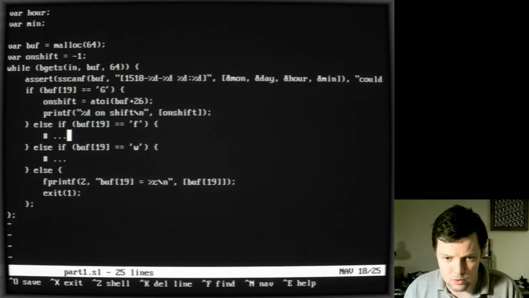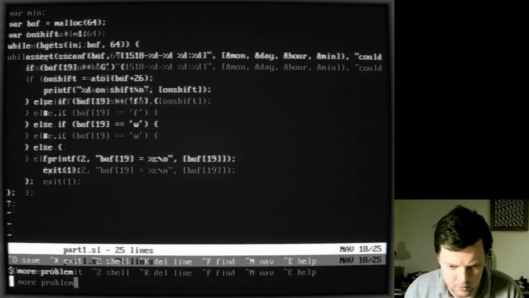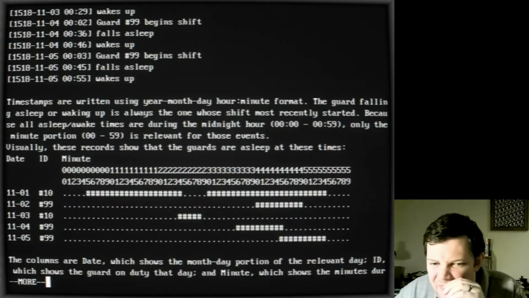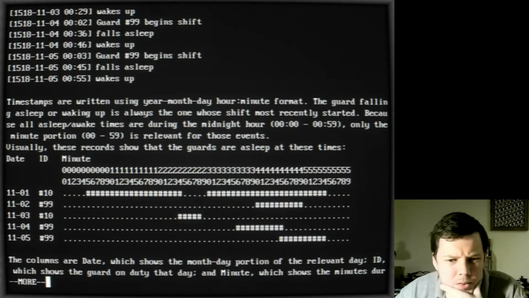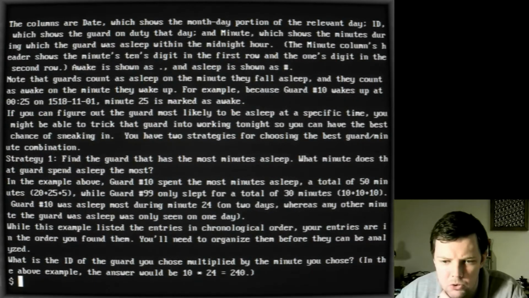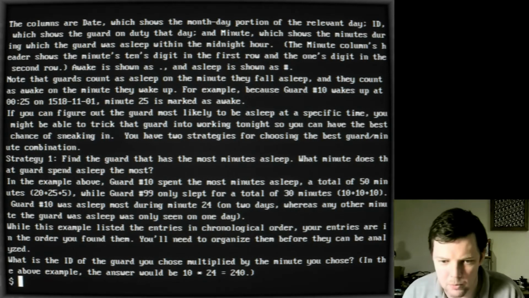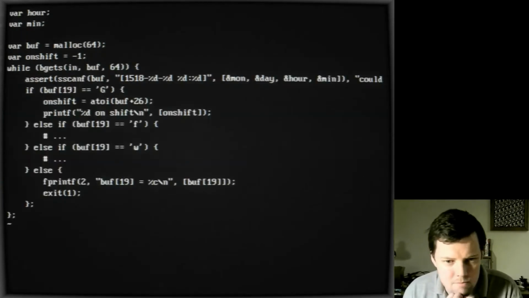So what is it we want to know exactly? We want to know which minute and which guard is most likely to be asleep. Find the guard that has the most minutes asleep. So count the number of minutes each guard is asleep. What minute does that guard spend asleep most?